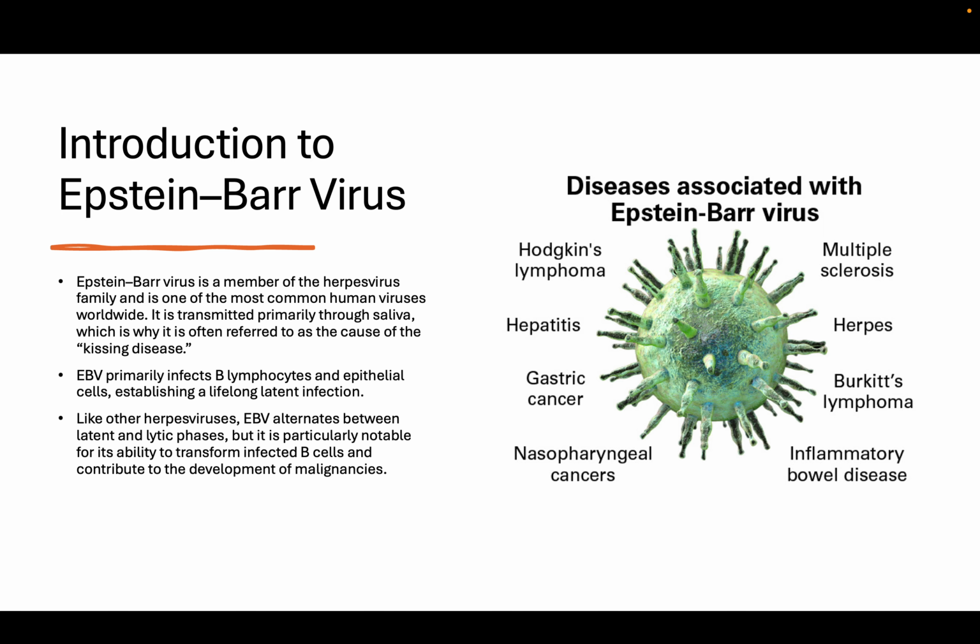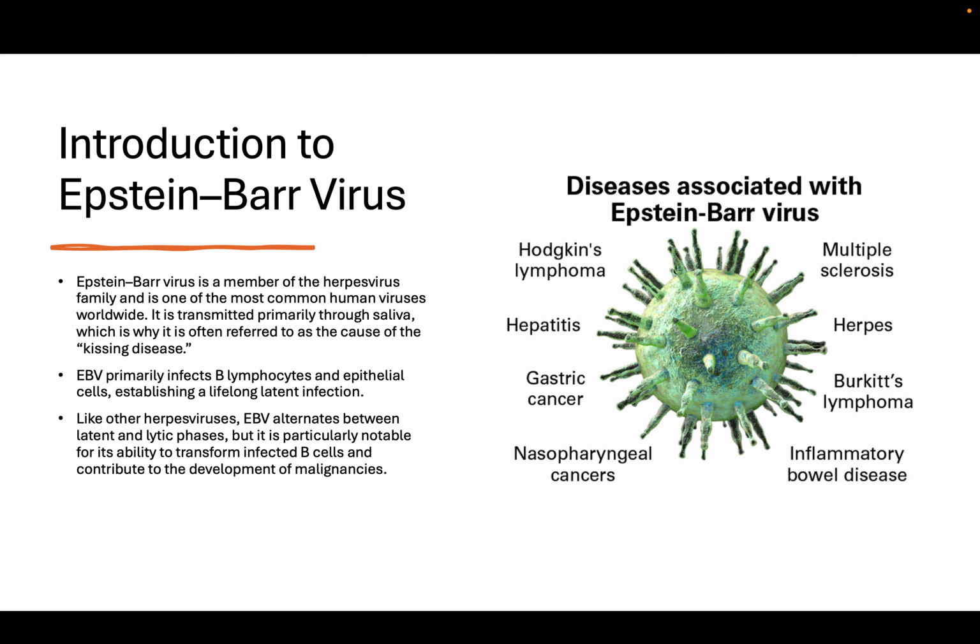Now going into other types of viruses, the Epstein-Barr virus is one of the most common viruses worldwide. It's transmitted through saliva, and because of that, we call it the kissing disease, because the best mode of transmission is through kissing. I'm quite sure you've heard this in school. Epstein-Barr virus can infect epithelial cells, but it loves to infect B cells. There it establishes a lifelong latent infection. Once you're infected with EBV, it stays there for your life.